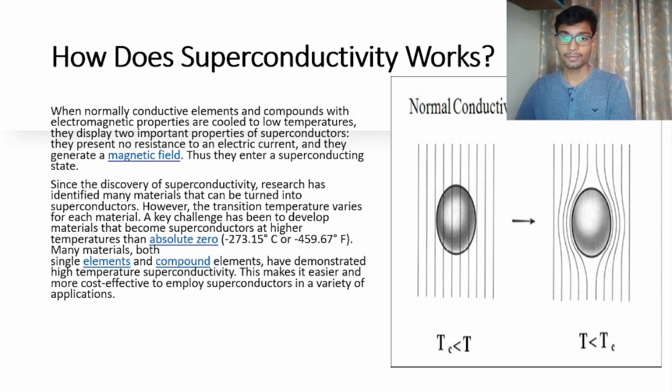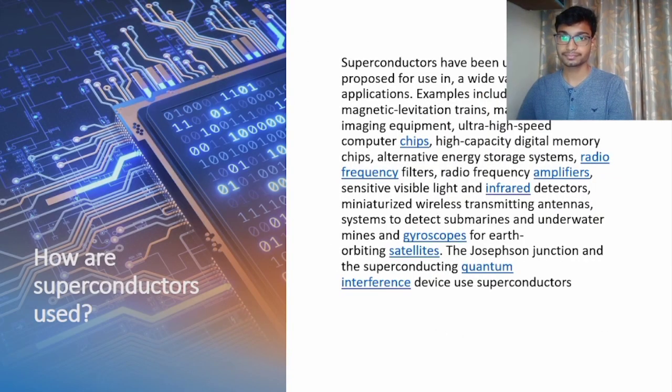Since the discovery of superconductivity, research has identified many materials that can be turned into superconductors. However, the transition temperature varies for each material. A key challenge has been to develop materials that become superconductors at higher temperatures than absolute zero. Many materials, both single element and compound elements, have demonstrated high temperature superconductivity. This makes it easier and more cost effective to employ superconductors in a variety of applications.